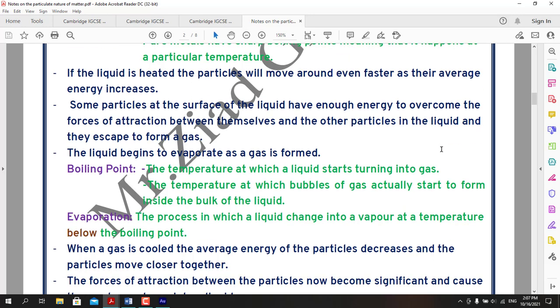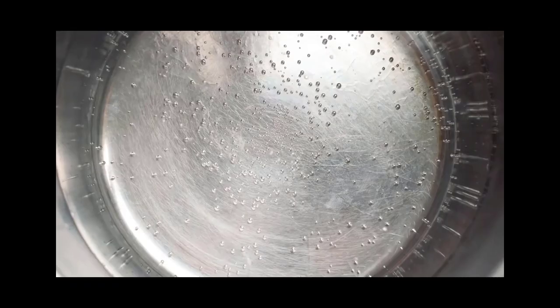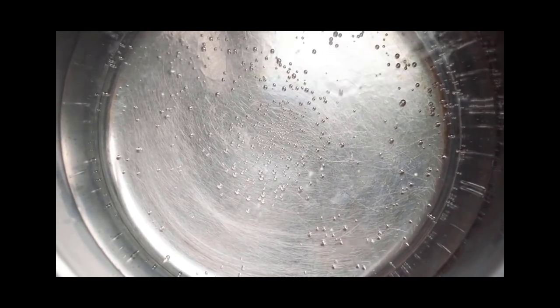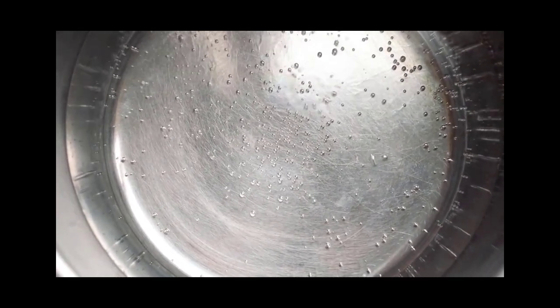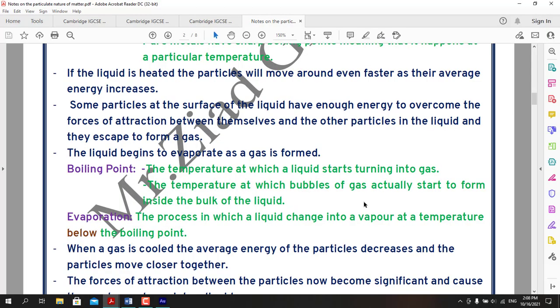We have another definition, which is the boiling point. The boiling point is the temperature at which a liquid starts turning into a gas. We can define it in another way, saying that it's the temperature at which bubbles of gas actually start to form inside the bulk of a liquid. You know, when you're making a cup of tea and you heat the water, after some time it starts making bubbles in the liquid. At that temperature, this is the boiling point for water, when these bubbles start forming in water. Or you can just define it as the temperature at which a liquid starts turning into a gas.